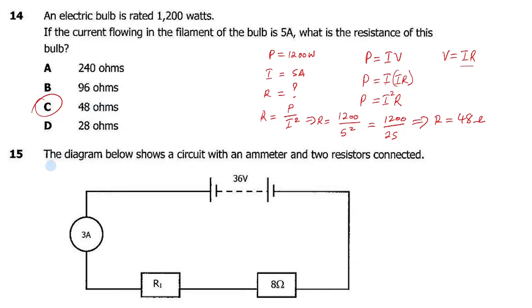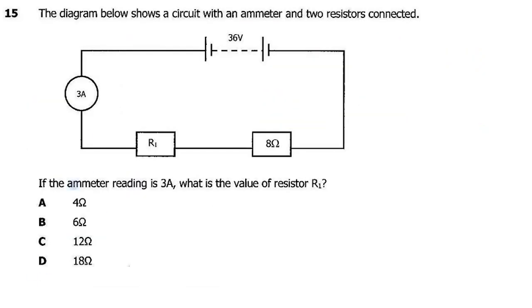So here we come to this one, the diagram below. Let us read it from here. The diagram below shows a circuit with an ammeter and 2 resistors connected. So this diagram shows a circuit with an ammeter and 2 resistors connected. Then they're saying if the ammeter reading is 3 amps, what is the value of resistor R?